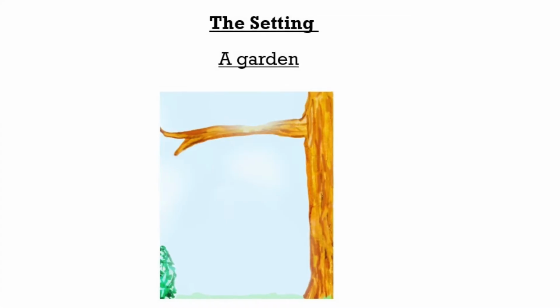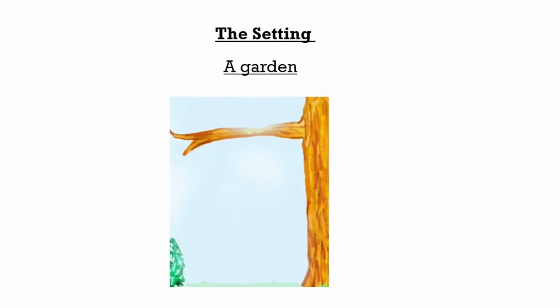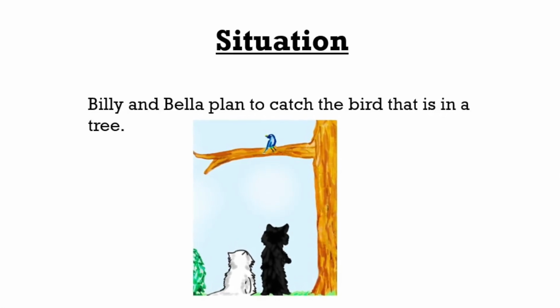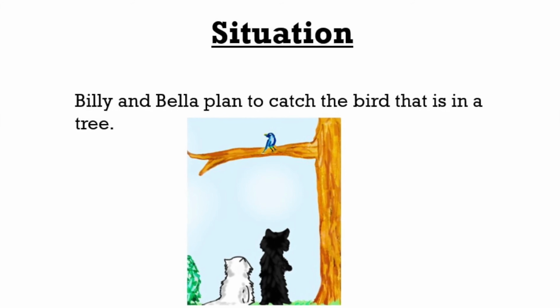Once I'd thought of my characters, the next thing I needed was a setting. The setting is where the story takes place. The setting I chose was a garden. Now I needed a situation. The situation is a set of circumstances that the characters find themselves in. The situation for my story was that Billy and Bella wanted to catch the bird.